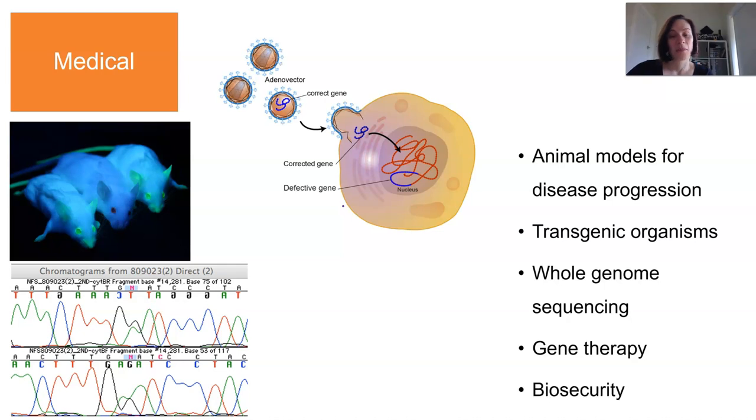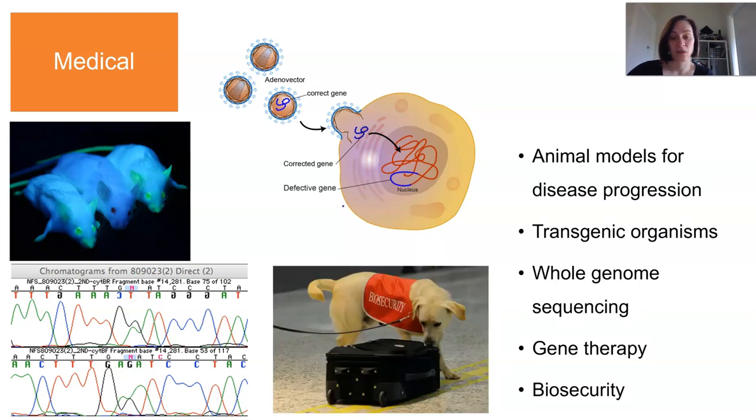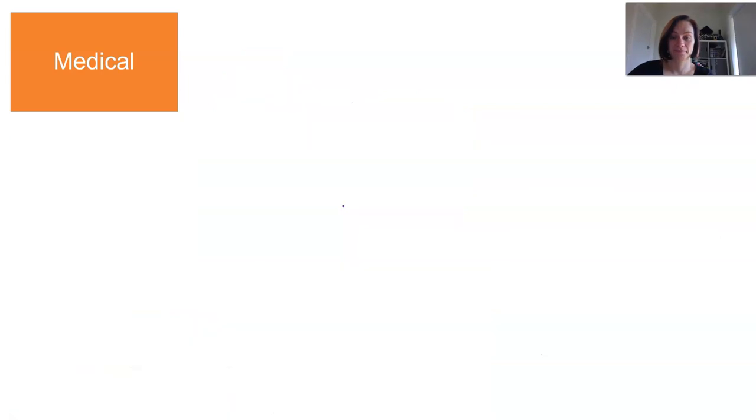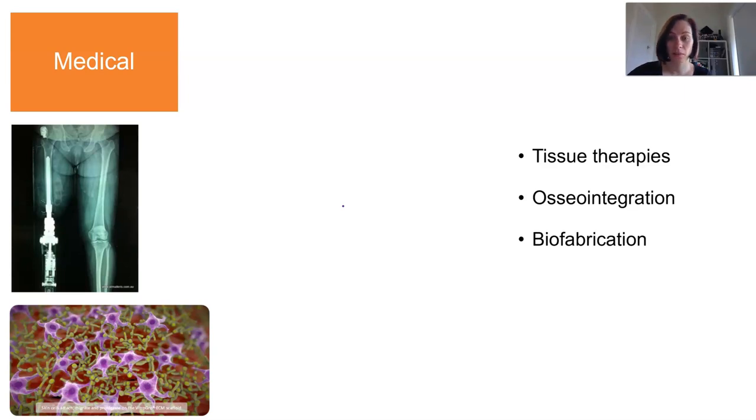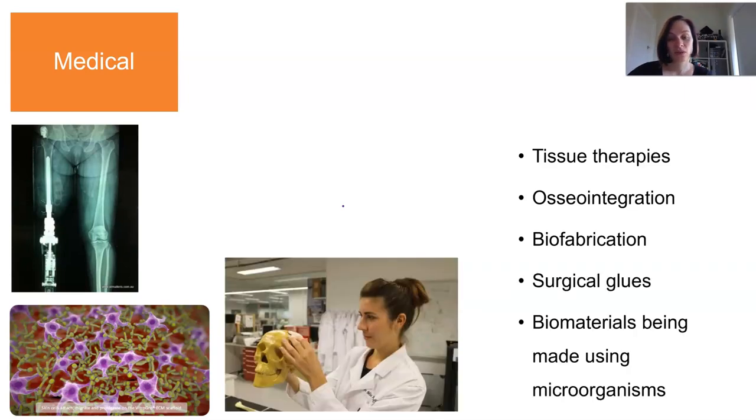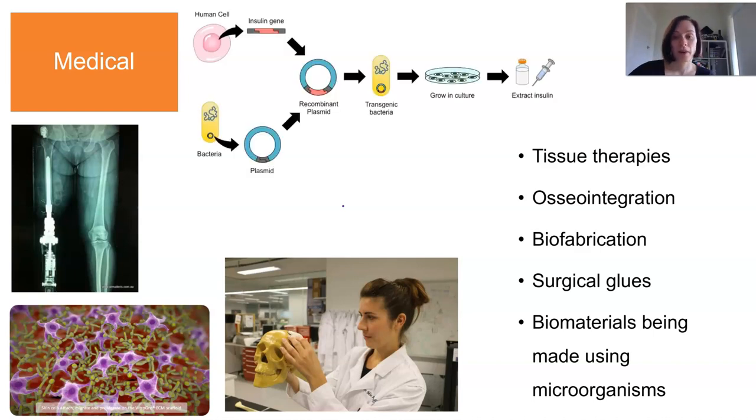We also need to think about biosecurity to manage disease movement between countries and areas. We have tissue therapies, we have osseointegration, we have biofabrication, which occurs quite a lot here in Brisbane. We also have surgical glues, we have biological materials like insulin being created by microorganisms as well. So there's a hell of a lot of range here.